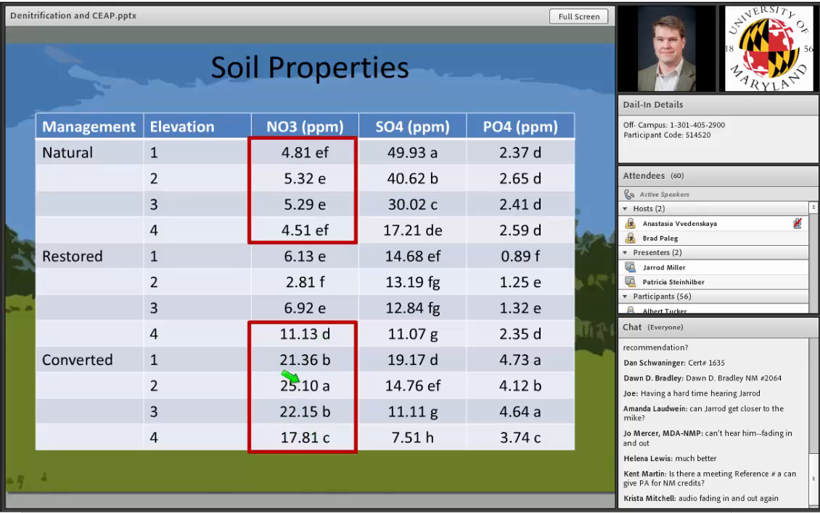And since nitrate is a primary component of denitrification, it's not a bad assumption to think that you might see more denitrification here because nitrate's available.